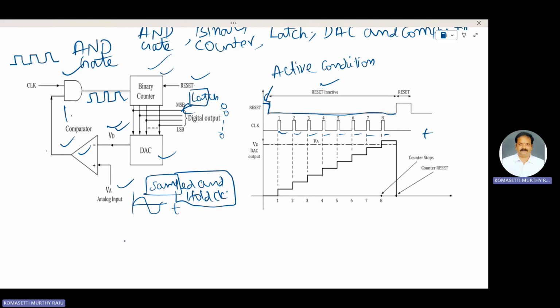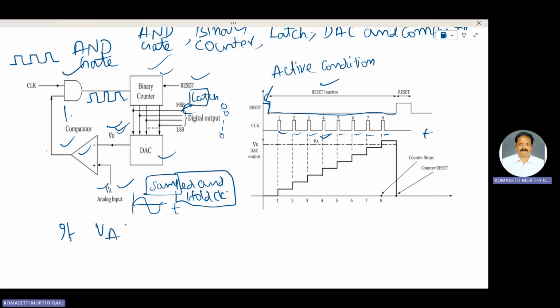The analog output VD of the DAC is compared to the analog input VA by the comparator. This is VA, which means some sample value, an analog value, say 16, 18, 19, 20, some sample value.